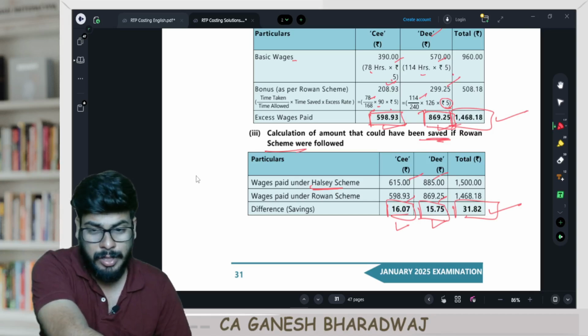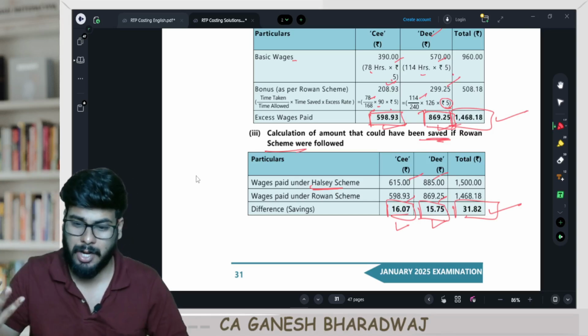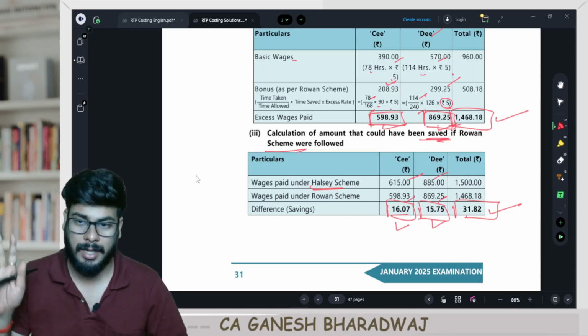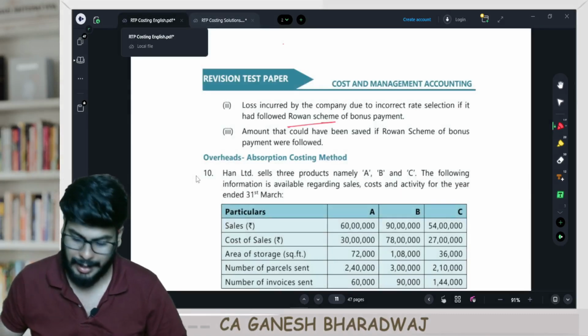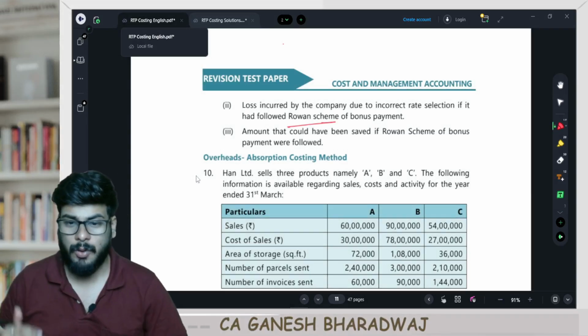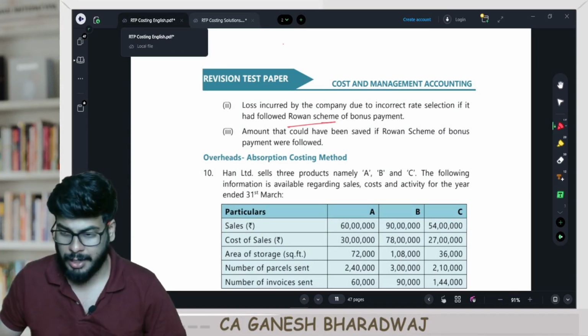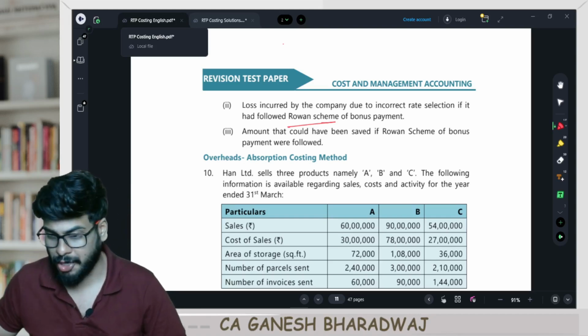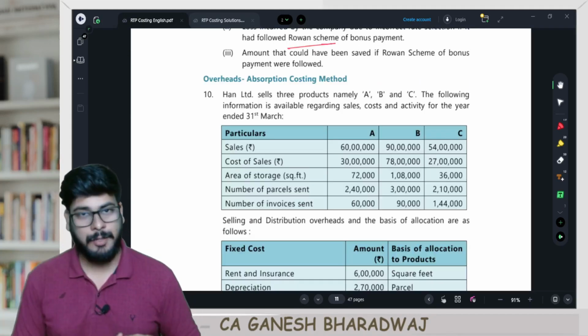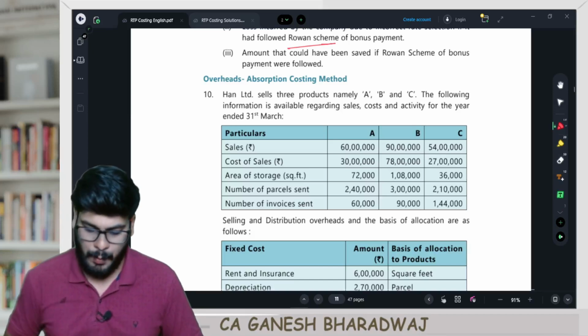So why are we doing like this? Nothing great or no specific logic. This is the asking of the question. In the question, this is what they have asked, and hence we are also doing it like that. As simple as that. And with this, we have completed this particular question, which is on Halsey and Rowan under employee cost.